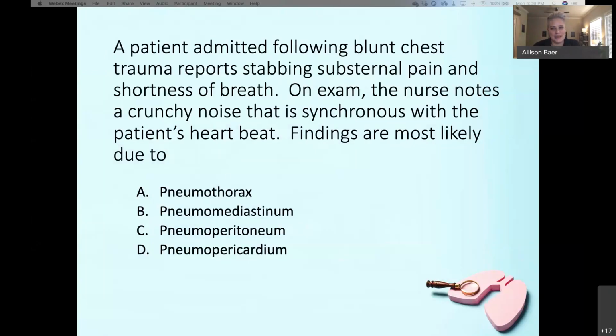Okay. A patient admitted following blunt chest trauma reports stabbing substernal pain and shortness of breath. On exam, the nurse notes a crunchy noise that is synchronous with the patient's heartbeat. Findings are likely due to.